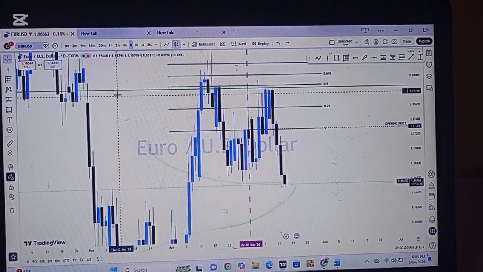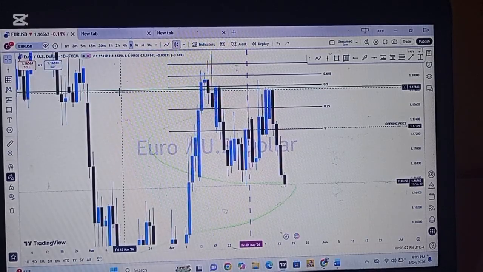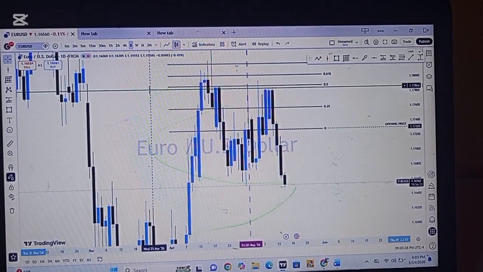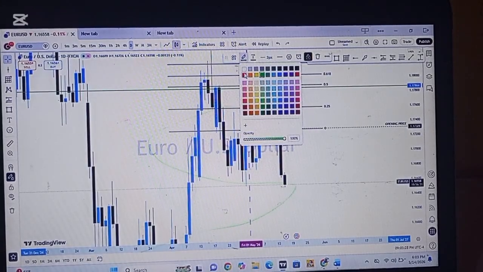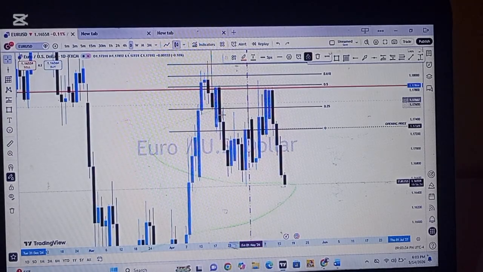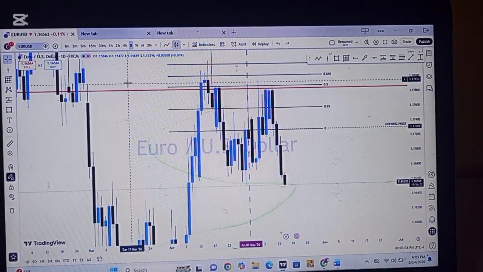You see this green line? I don't know if you're seeing this one, where my cursor is. That's a key level. There's a green line there. So this green line, let me just make it another color like red. Yeah, that red color. And maybe I put it at around 3px. You can see where that red color is crossing.